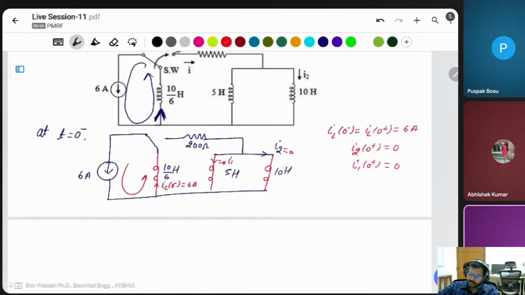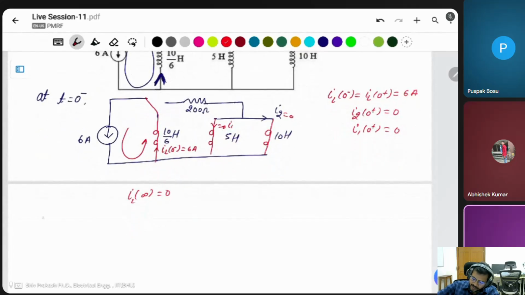What is the final current? You know there is no source after t equal to 0. This same circuit is connected like that. In this case there is no source available. If there is no source available, then directly you can write IL infinity is equal to 0.